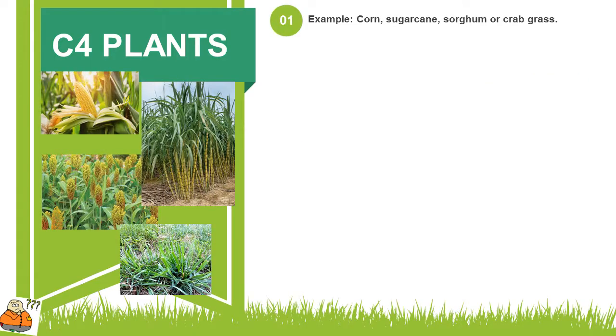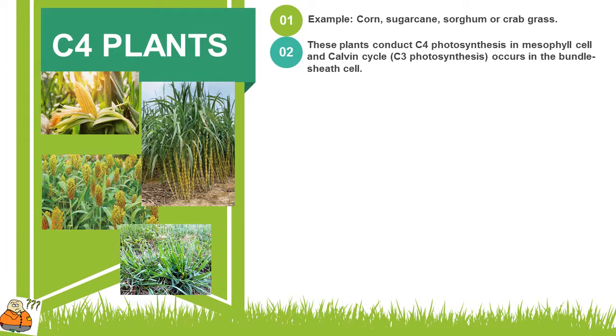We will examine what happens in C4 plants first. Examples of C4 plants are corn, sugarcane, sorghum or crabgrasses. C4 plants conduct C4 photosynthesis, and why is it called C4? Just a reminder, in the classic Calvin cycle, the first product is 3-phosphoglycerate, and 3-phosphoglycerate contains 3 carbon atoms. So we call the Calvin cycle C3 photosynthesis, and the plant that conducts C3 photosynthesis is a C3 plant.